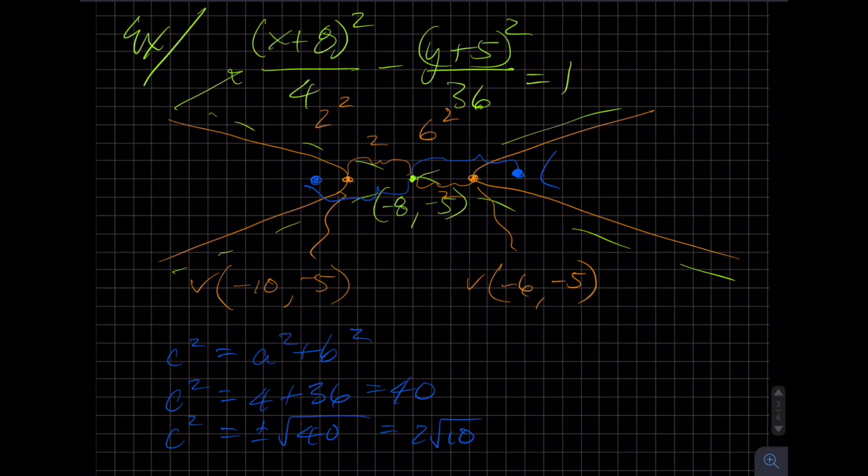And so my coordinates, for instance, this right focus point is going to be -8 plus 2 times the square root of 10, comma, -5. And the left one is going to be -8 minus 2 times the square root of 10, comma, -5. I'm just shifting it to the left or shifting it to the right. And so that's the second part.